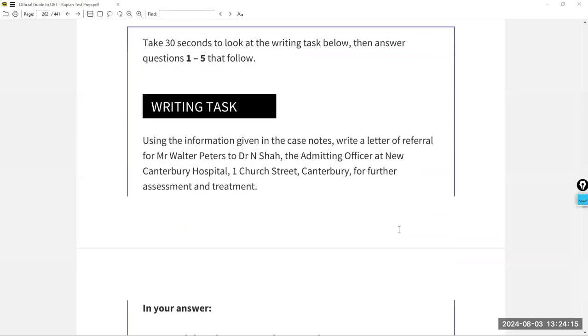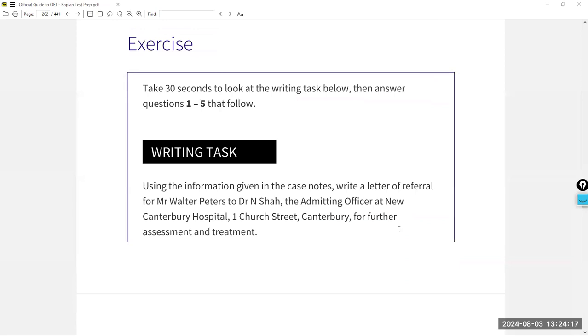Okay, I think here we have to practice. So here, let's take 30 seconds to look at the writing task below. Then I have to answer the 5 questions. Now the writing task is saying, using the information given in the case notes, write a letter of referral for Mr. Walter Pugh to Dr. Ensha, the admitting officer at New Canterbury Hospital, the First Church Street, Canterbury. This is the address, for further assessment and treatment.